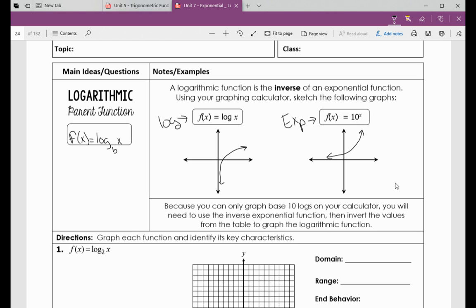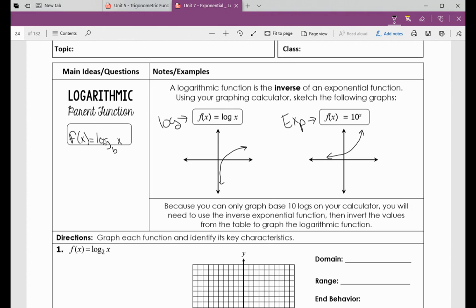Today we're going to talk about logarithmic graphs. We have spent some time with the properties of logarithms and just playing around with logarithms with our calculators and things like that. So now I'm going to show you how to graph them. So this is the basic parent function, f of x equals log base b of some number x.